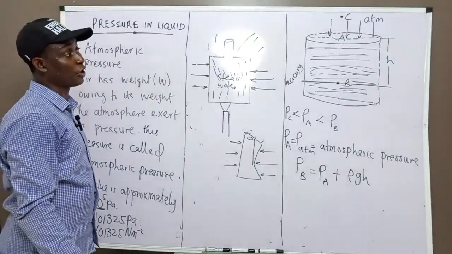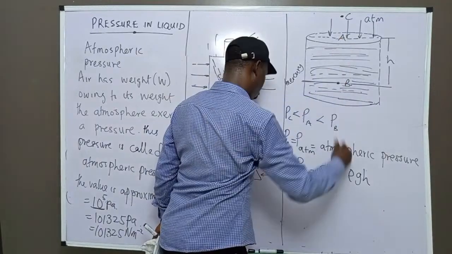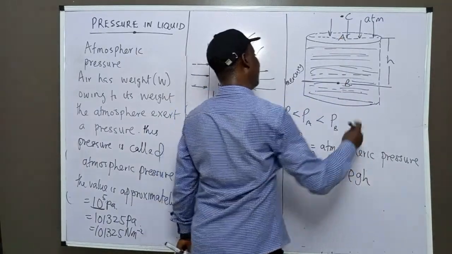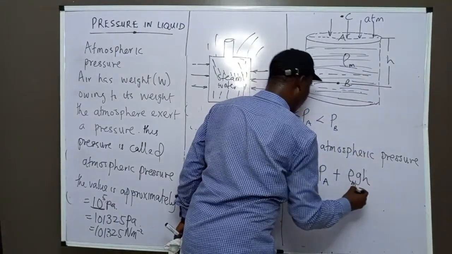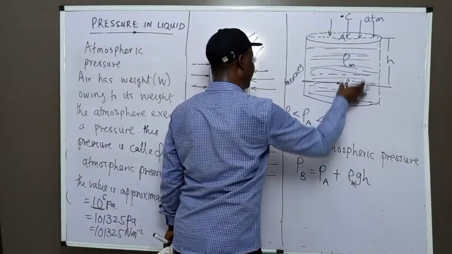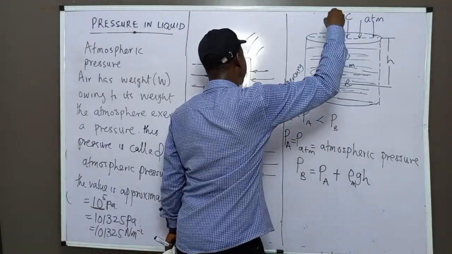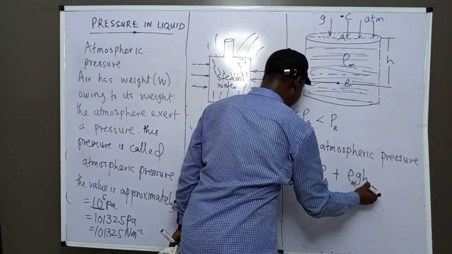The pressure in B is equal to what? Pressure in A plus what? Rho GH. That means the density of the liquid, the density of mercury, times the gravity, given to us, because gravity is acting on this one too. If gravity is acting on it, then G, and that means depth.